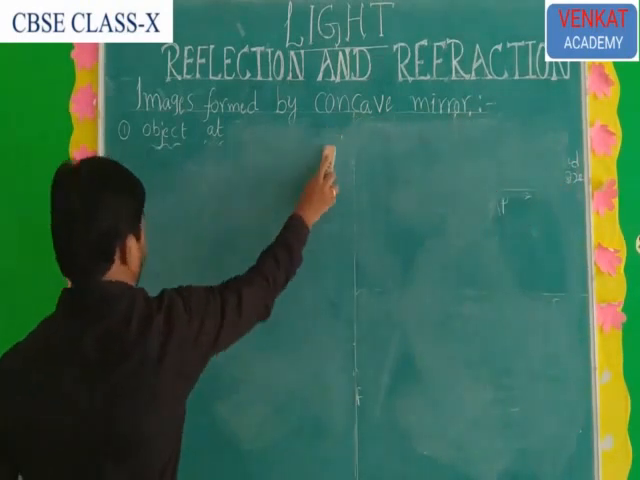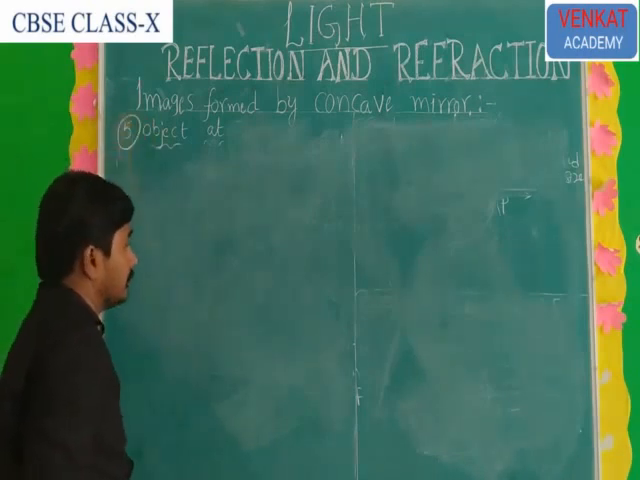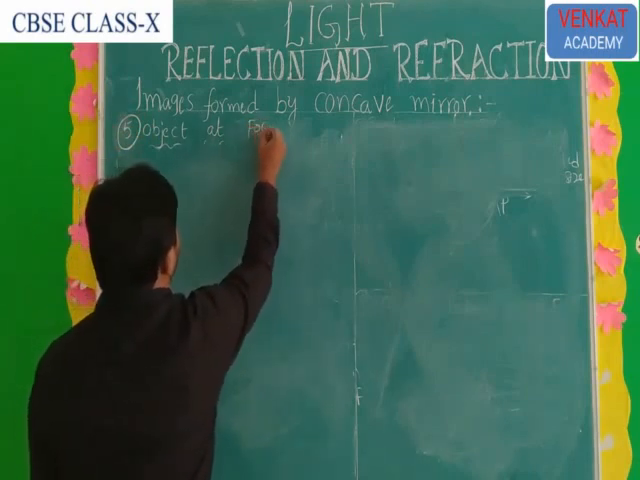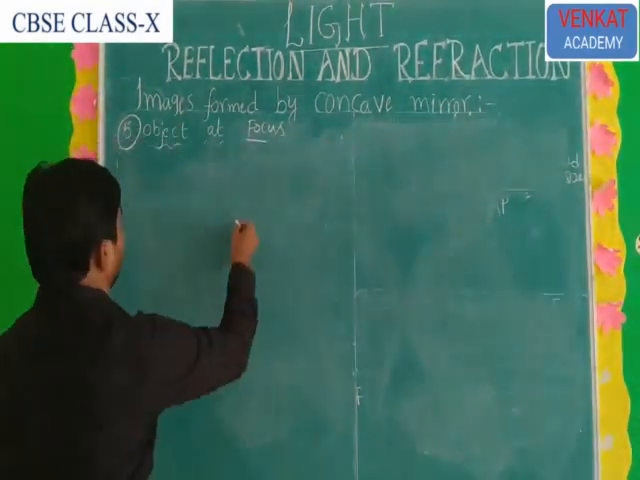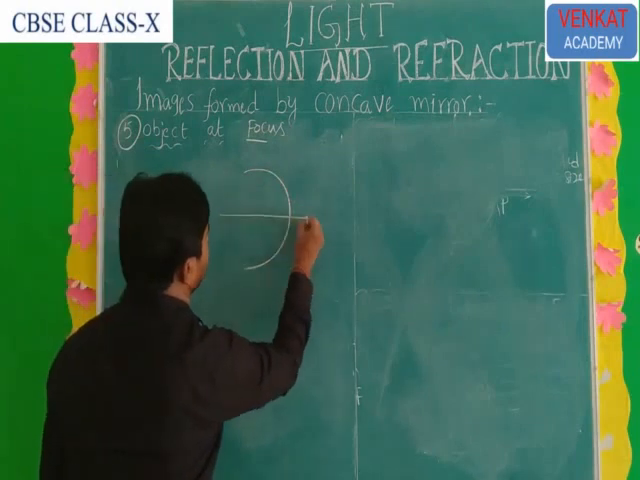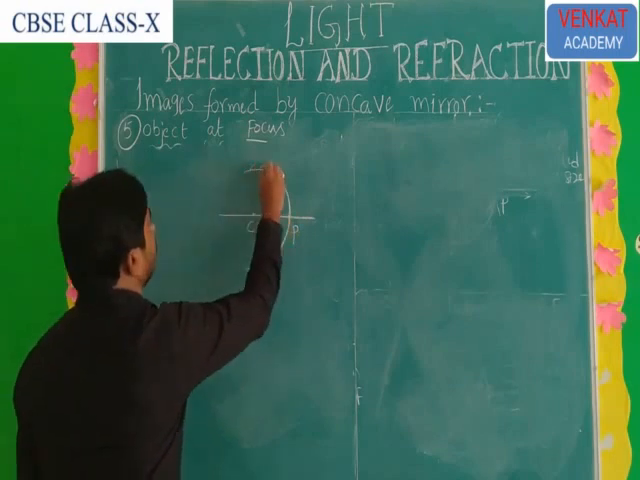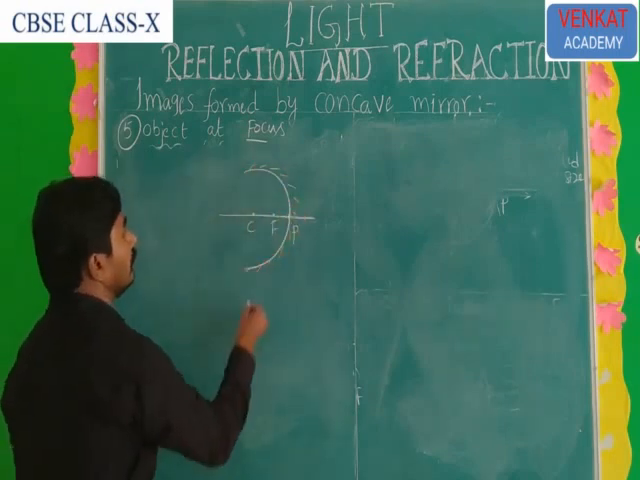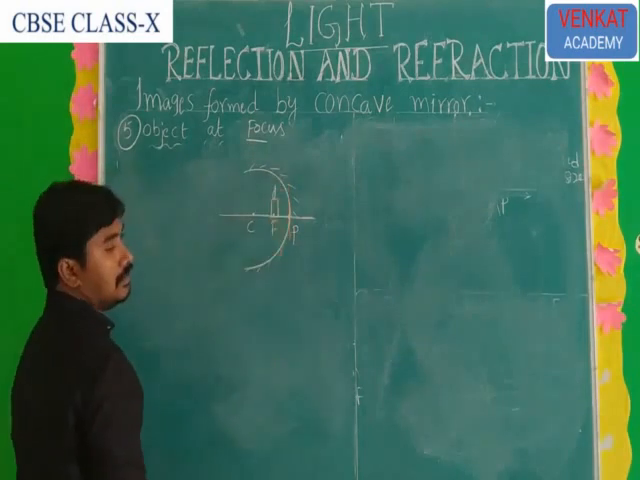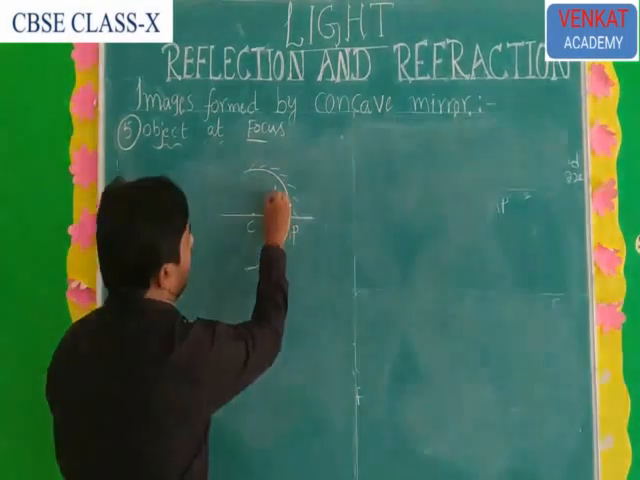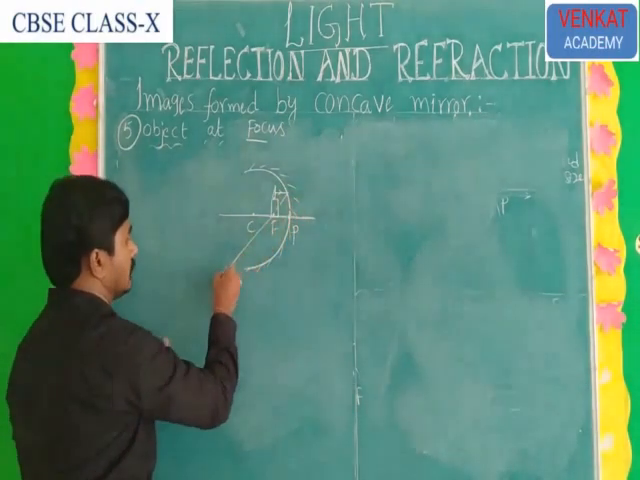The next one is the fifth one. So object at focus. Take the concave mirror, pole, focus, center of curvature. This is the silver coating. So the object is at focus. The candle is placed at focus. Okay. So here, first take a light ray parallel to the principal axis. What will happen? The light ray passes through focus.